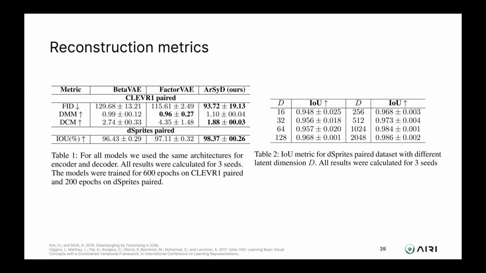Next, we tried to calculate intersection over union on the dSprites dataset for different sizes of latent representation. You can see the results, and the bigger size is better. So let's go to the next slide.